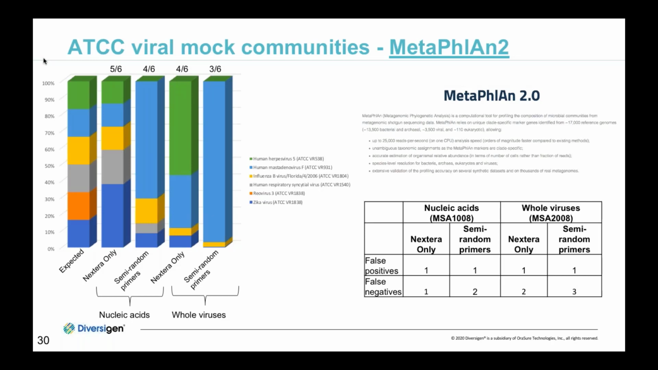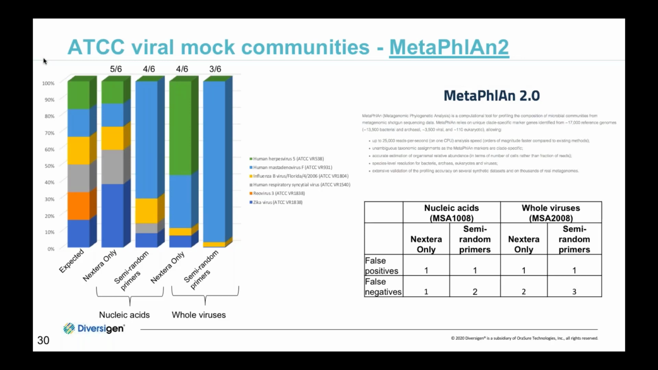The next column shows the results of the viral nucleic acids going through the additional amplification of the pooled library using semi-random primers. The next column shows the results of the whole viruses being extracted with this particular kit. And the next column shows the results of the whole viruses being extracted with this kit, plus amplification of the pooled library using semi-random primers. And several things stand out from the results.